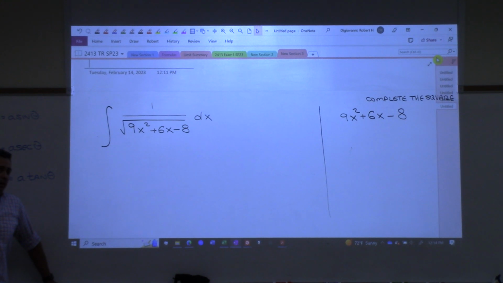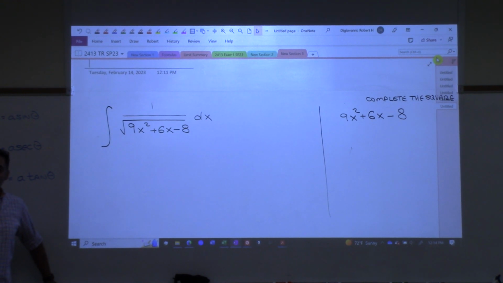When you complete the square, first thing you want to do is take a look. It has to look like a quadratic: ax squared plus bx plus c. You need a quadratic trinomial. We've got that, yes? Okay, to complete the square, you have to have a coefficient of 1 on your x squared. We do not, right?